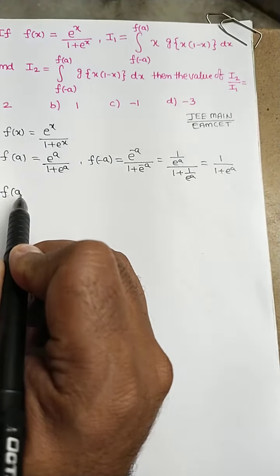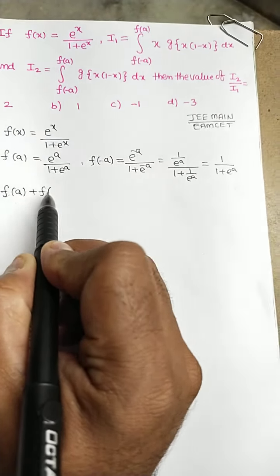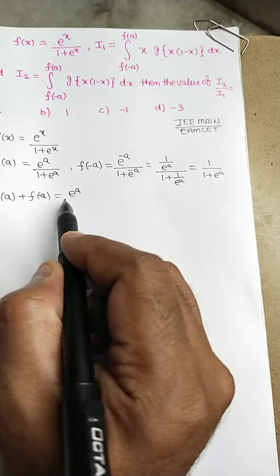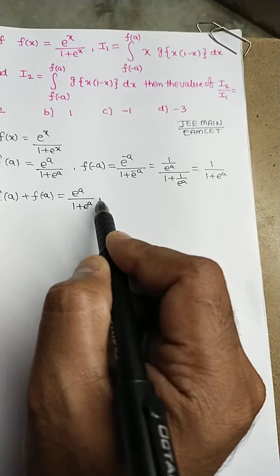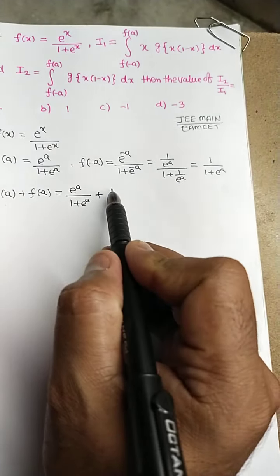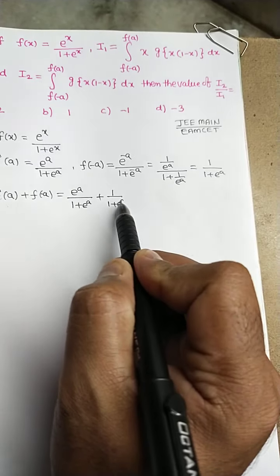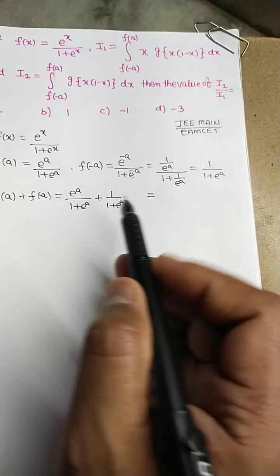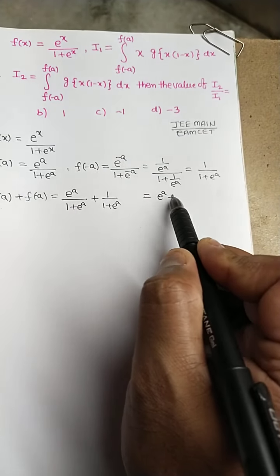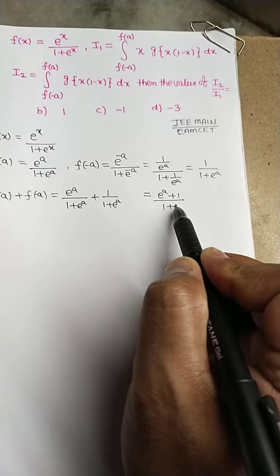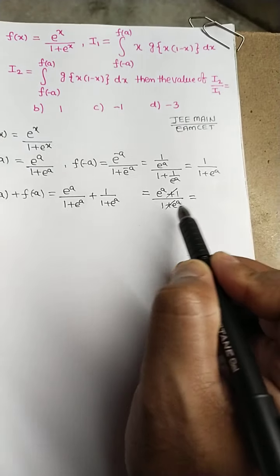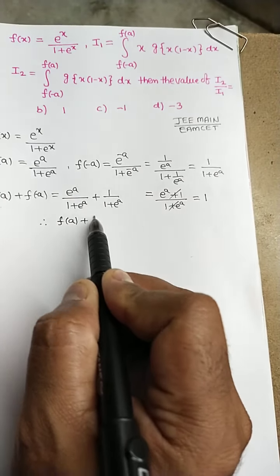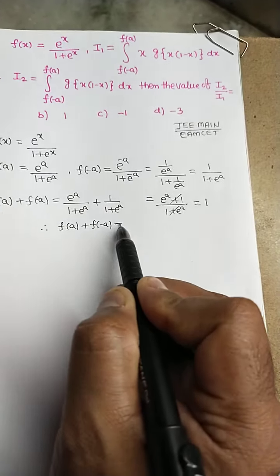After that, calculate the value of f of a plus f of minus a, which is equal to, f of a value is e power a divided by 1 plus e power a, plus f of minus a value is 1 by 1 plus e power a, which is equal to, whenever the LCM is same, you can add the numerator, so e power a plus 1 divided by 1 plus e power a, which is equal to 1. Therefore, we got f of a plus f of minus a is equal to 1.